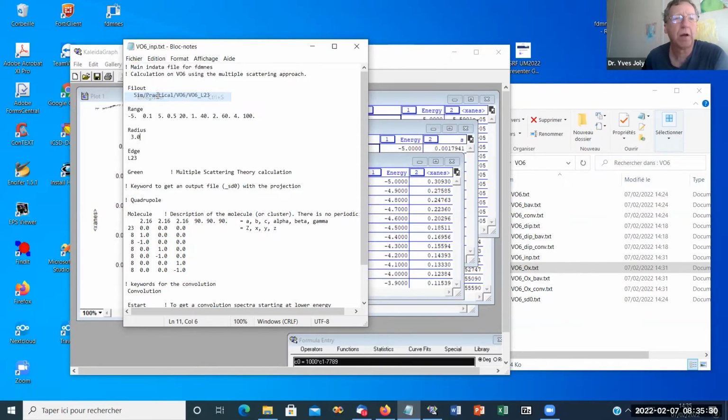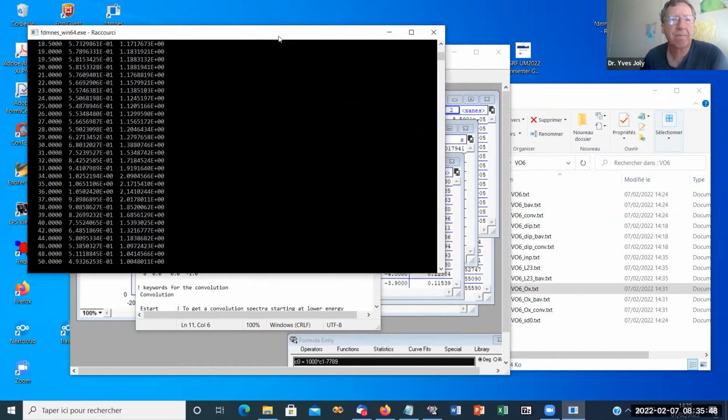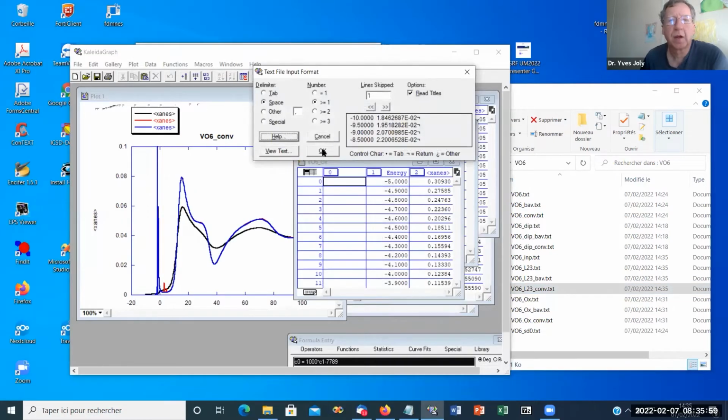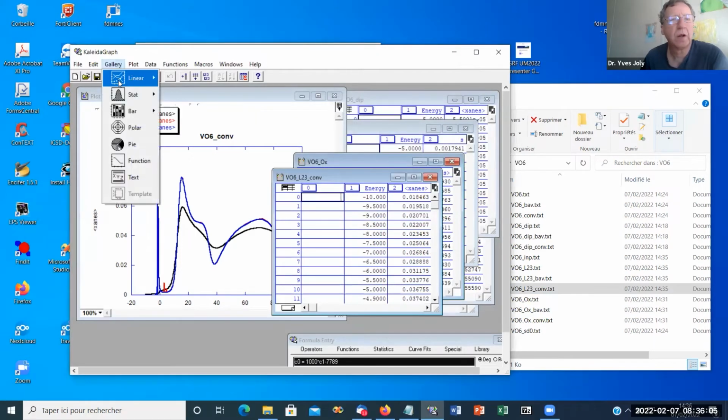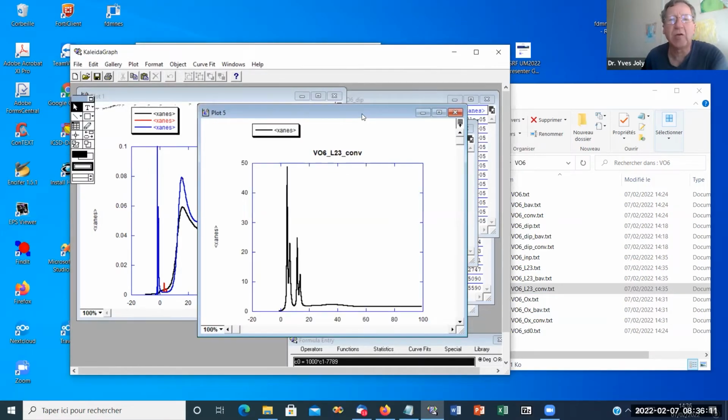So I save. Because it's a low energy edge, we don't need quadrupole again. And so we run. You have this new output file here. It's a convoluted one. And you can see now this kind of edge.